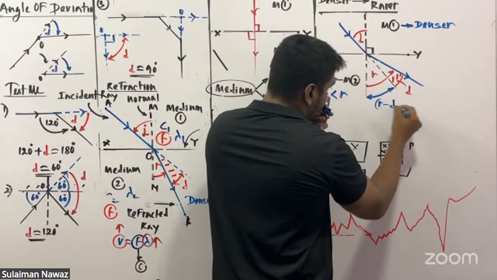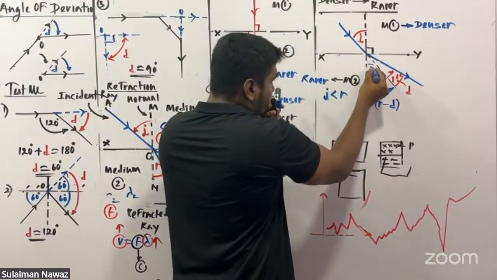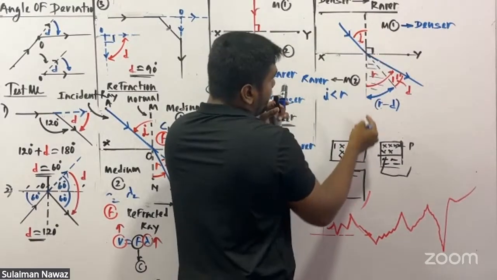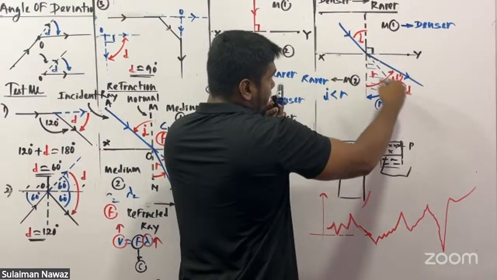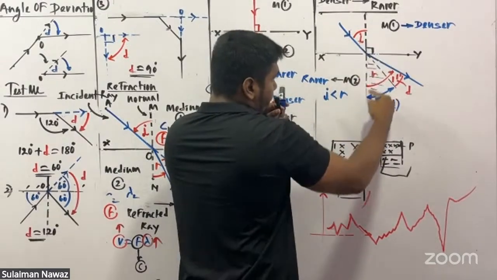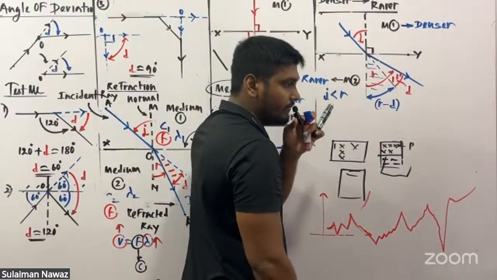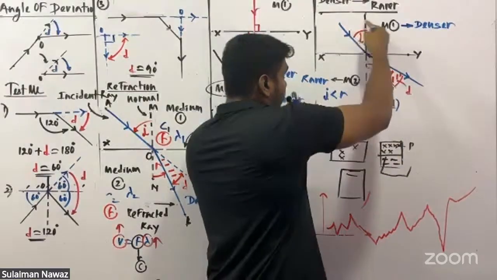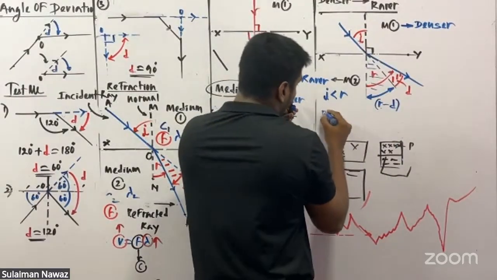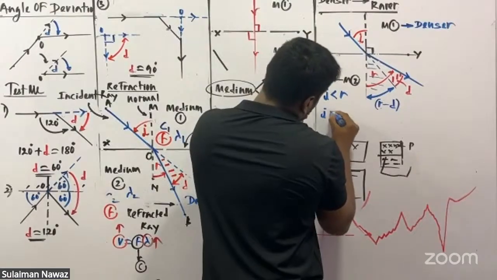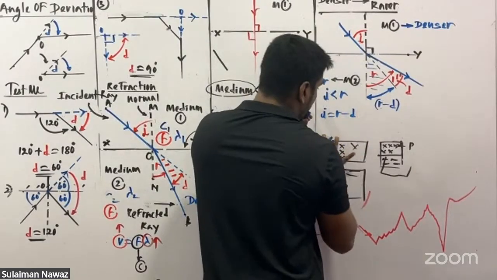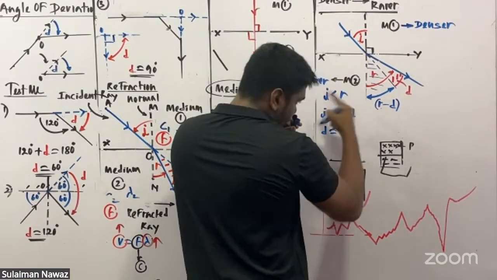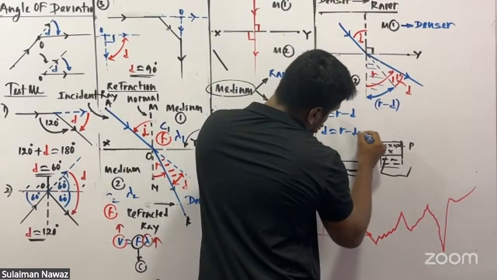Okay, R minus D. Now, what can you say about this R minus D and this I? This I and R minus D are vertically opposite angles. Look here, the normal line, the incident path: I is equal to R minus D. I hope you understand. So I is equal to R minus D. That's also important. If we make D the subject, D is going to be R minus I.